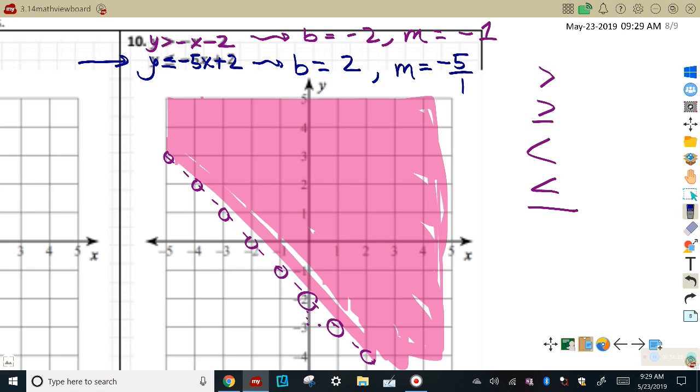Okay. Let me put the point on there. Where was our intercept? Right here. This one is going to be solid instead. Does everybody understand why it will be a solid circle instead? Okay. I'm going down, and I'm going down 5. So down 1, 2, 3, 4, 5 over 1, and then I get a point right there. So it is kind of steep.